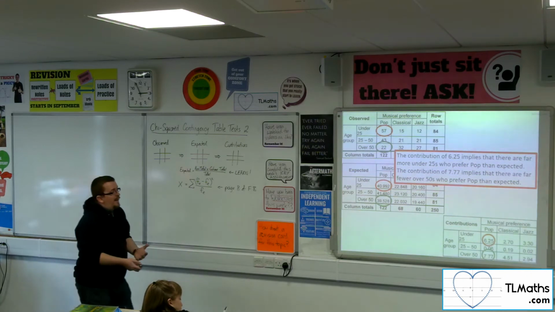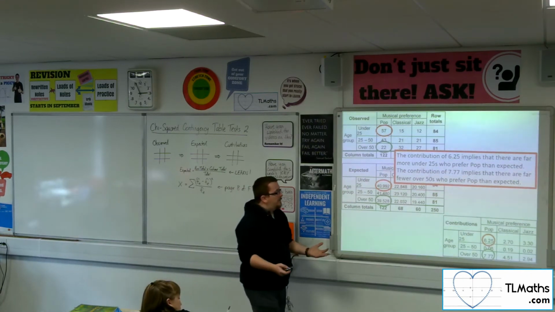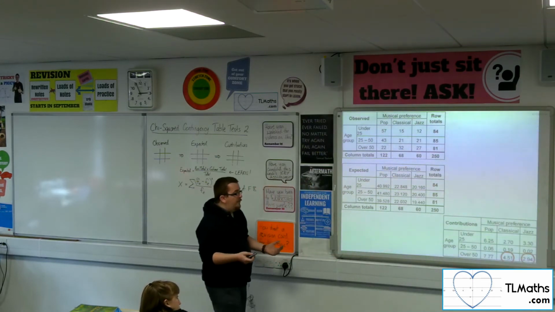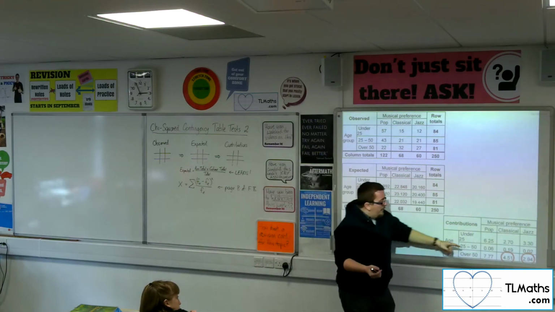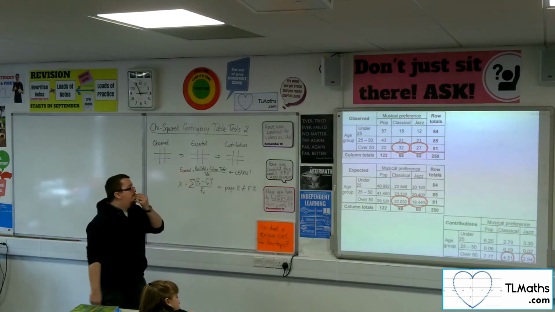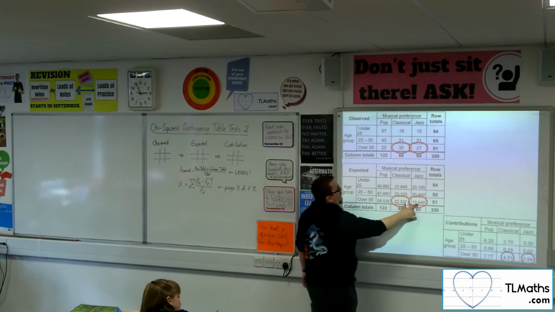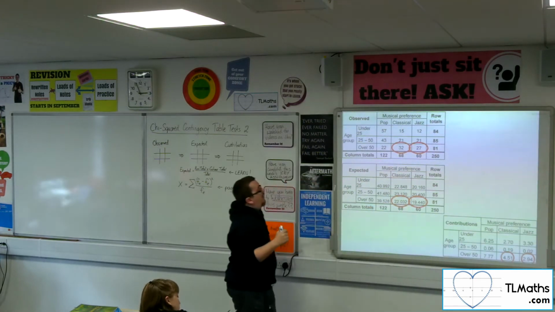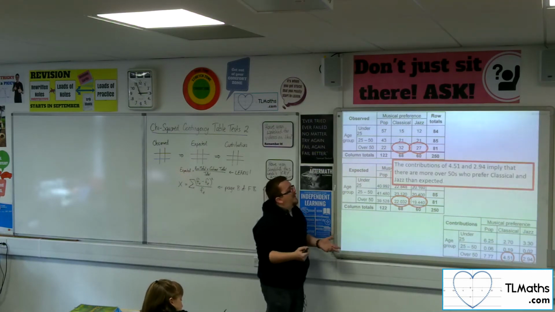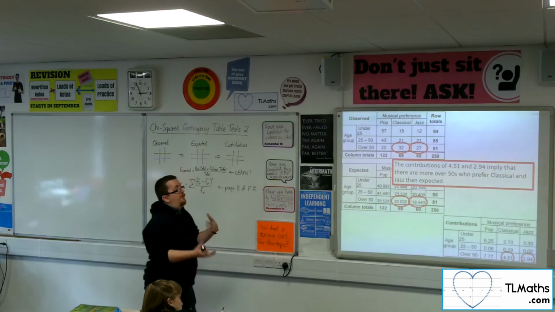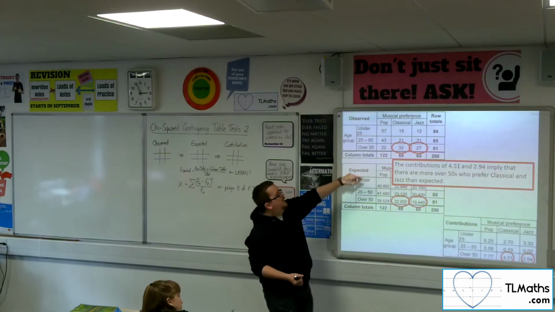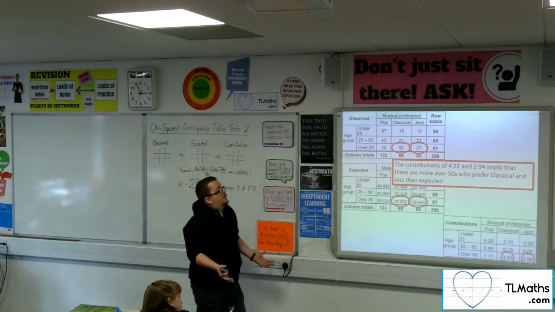So let's have a look at some of these other values. That'll get us a couple of marks. If I look at the 4.51 and the 2.94, those numbers aren't so large as the 6.25 and 7.77. They go with those values there. We can see that the expected are both lower than the observed values. So we expected fewer in both of those cases, or you could say that you observed more. So contributions of 4.51 and 2.94 imply that there are more over 50s who prefer classical and jazz than expected.